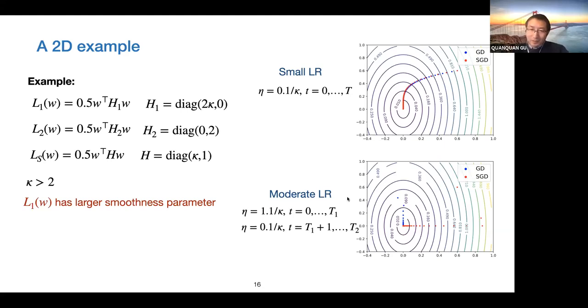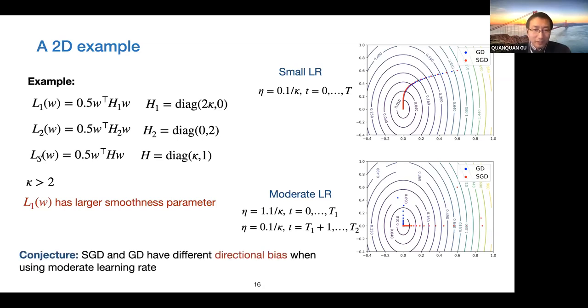So as you can see, for moderate learning rate, starting from the same initial point, GD will follow this trajectory and eventually converge to the global minimum along the small eigenvalue direction. But SGD will follow a different trajectory and eventually converge to the global minimum along the large eigenvalue direction. So from this 2D example, you can pretty much get the key idea of our result. But this is a very special case.